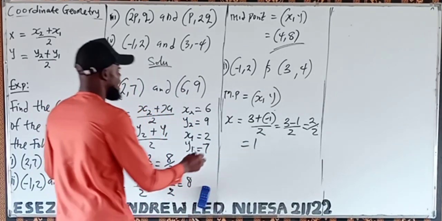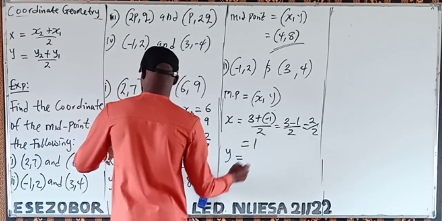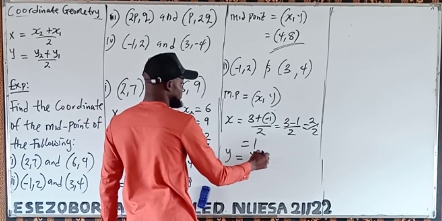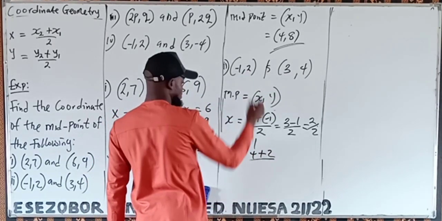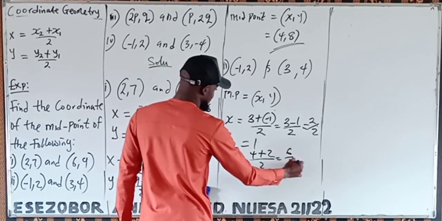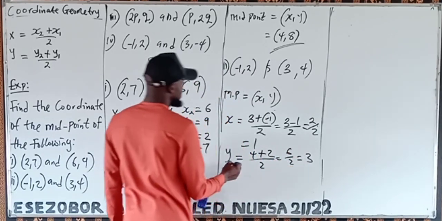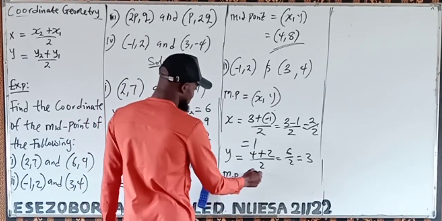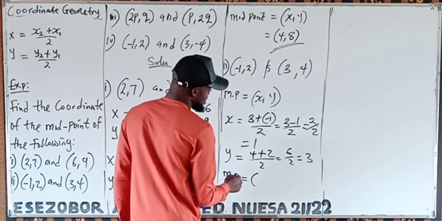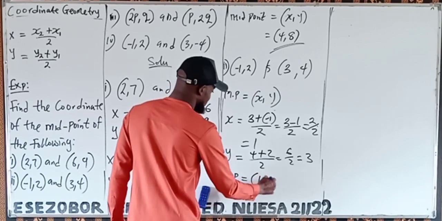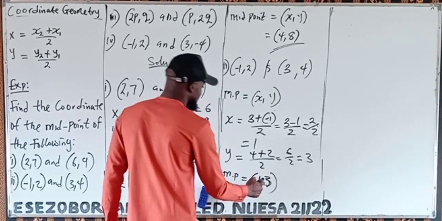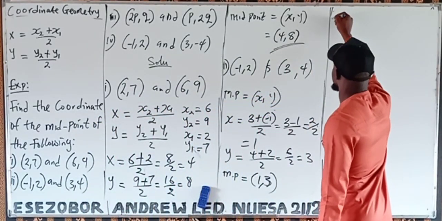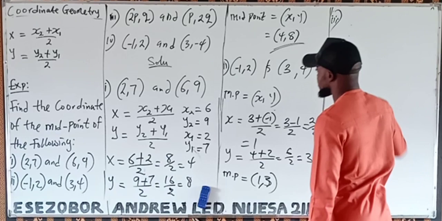Then what about y? Our y is y2 plus y1 over 2. y2 is 4, plus y1, which is 2, over 2. That's 6 over 2, which gives us 3. So the midpoint will be (x, y), that is (1, 3). This will be the midpoint of these two points. So let's go to the third one.